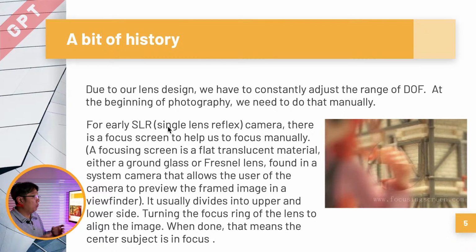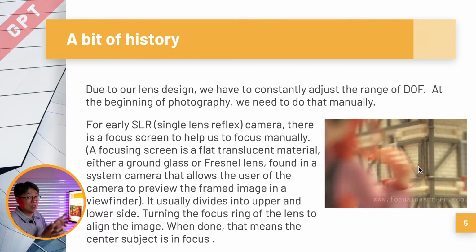There was what we call a focus screen. A focus screen, as explained here, is more like a translucent material. It has some kind of line, or a different focus shape, to help us. In this photo you can see the hand is not aligned together. So the lens has some kind of optical alignment to help us figure out that if these two are not aligned correctly, it means the subject is not focused correctly.